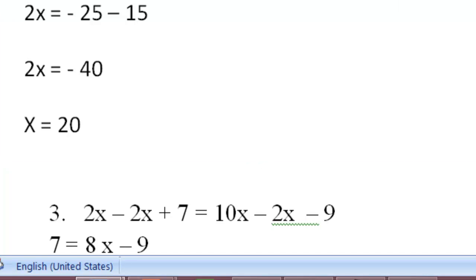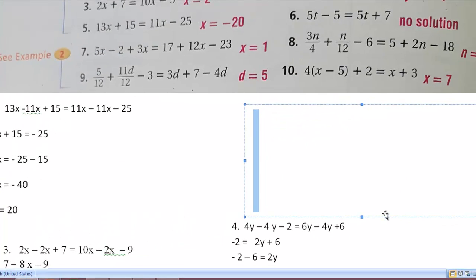Let's see question 6. 5t minus 5 equals 5t minus 7. First, we want to take the variable out from one side. We want the variable to be only on one side. So choose one side, 5t here and 5t here. It's confusing, so choose any one. I will take the 5t. I will subtract 5t from both sides.